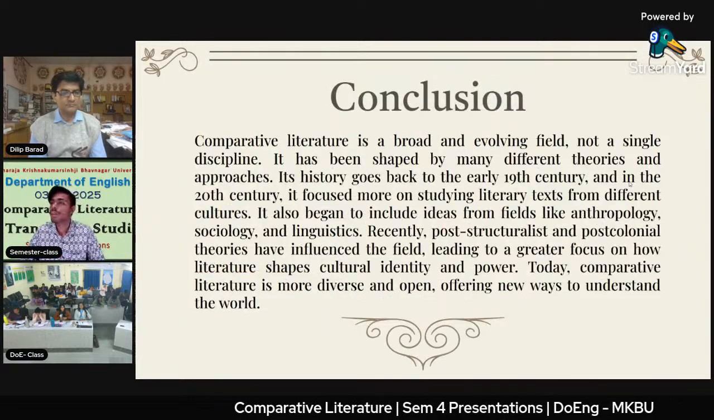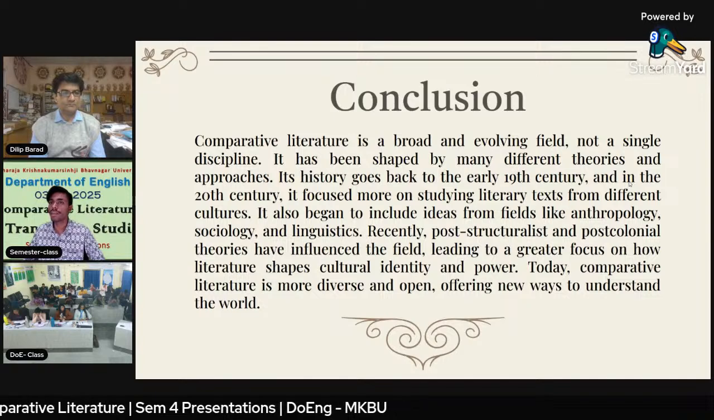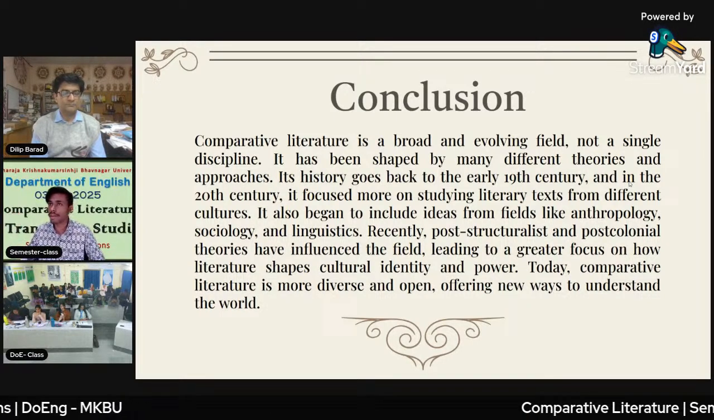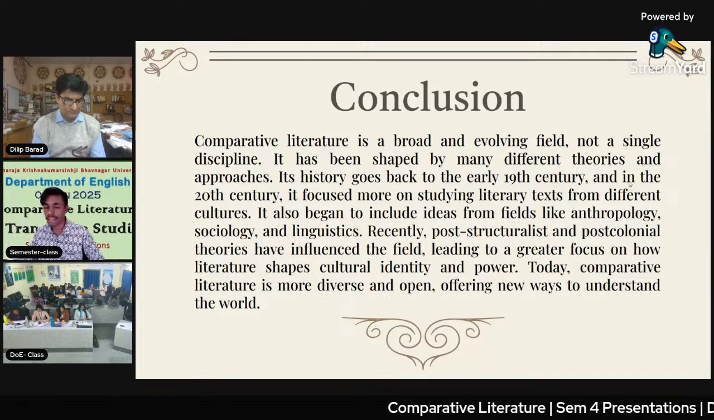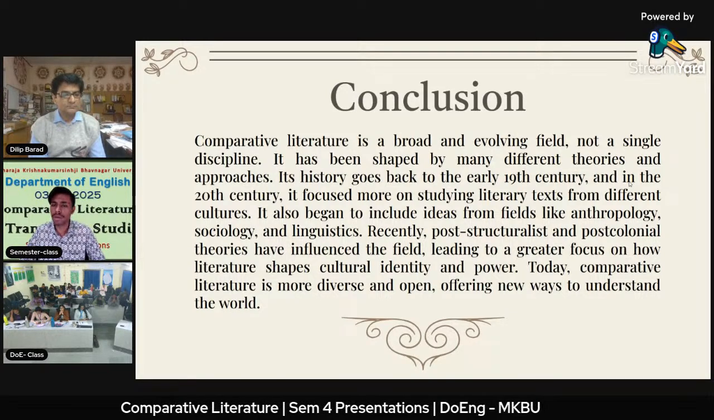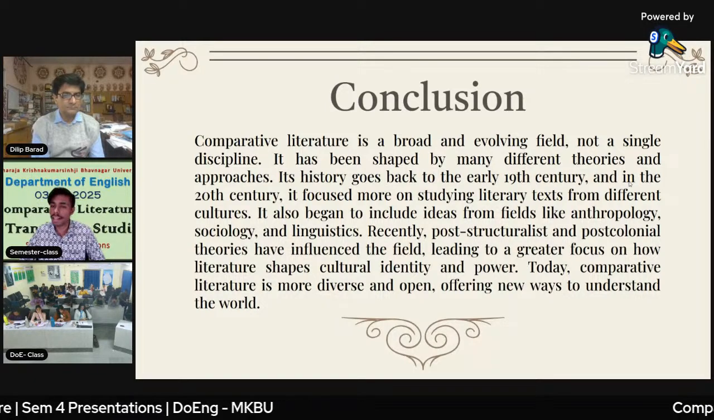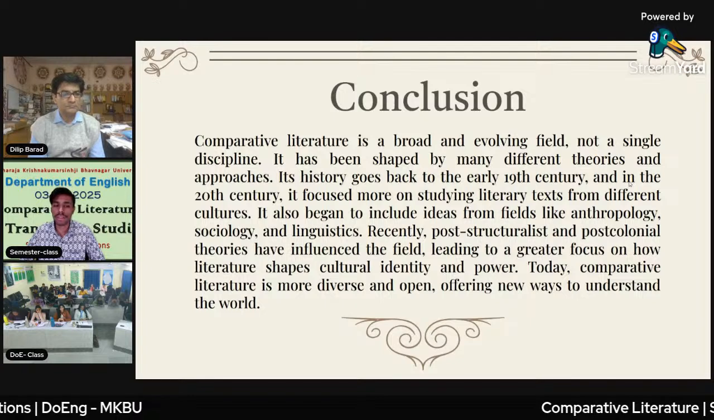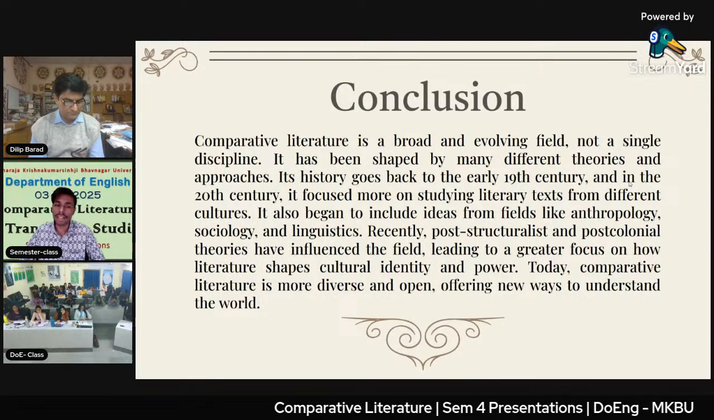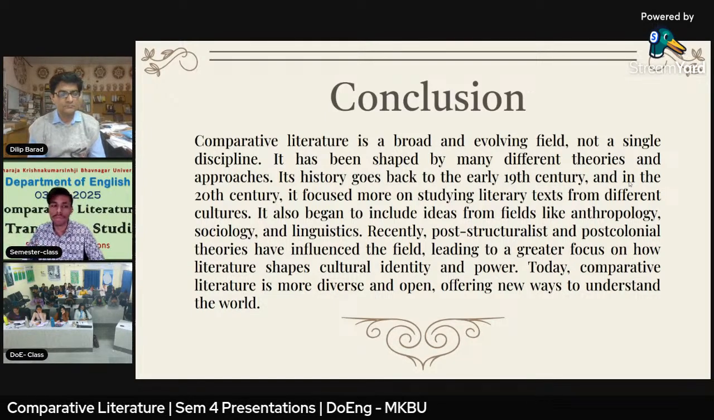So in conclusion, we can find out how comparative literature works, and how Susan Bassnett is also arguing and pointing out some of the things as well. Comparative literature is a broad, evolving field, not a single discipline. It has been shaped by many different theories and approaches. It also historically goes back to the early 19th century and the 20th century. It is focused more on literary texts from different cultures.